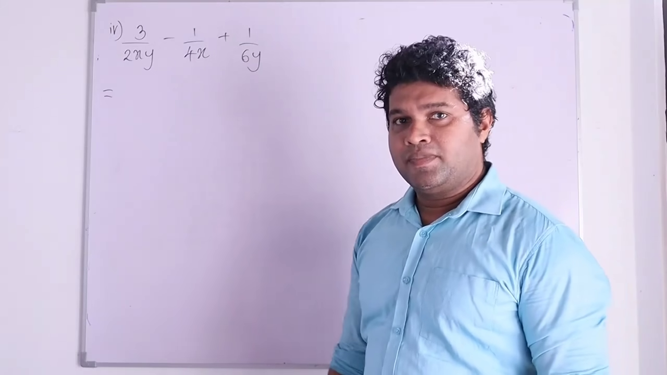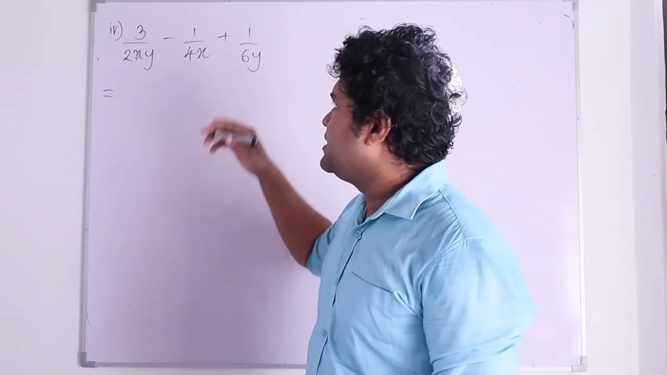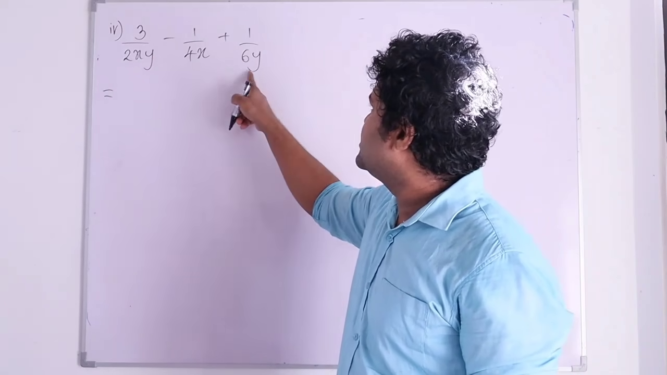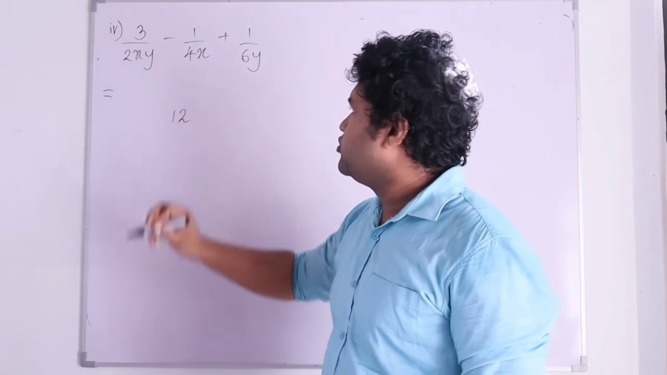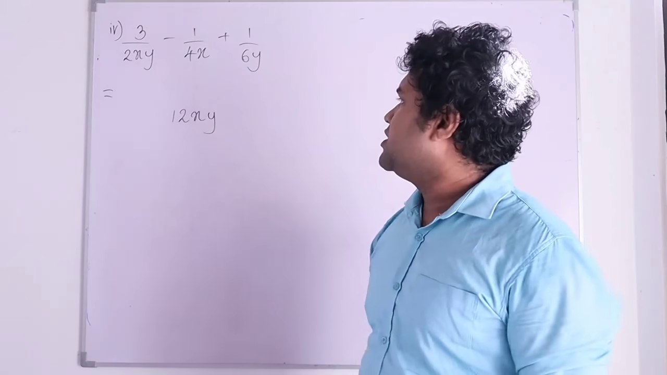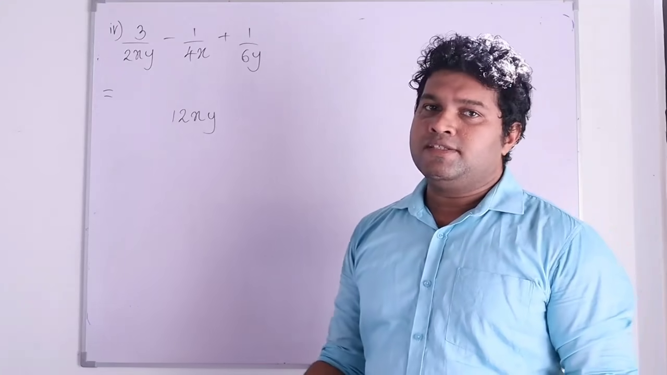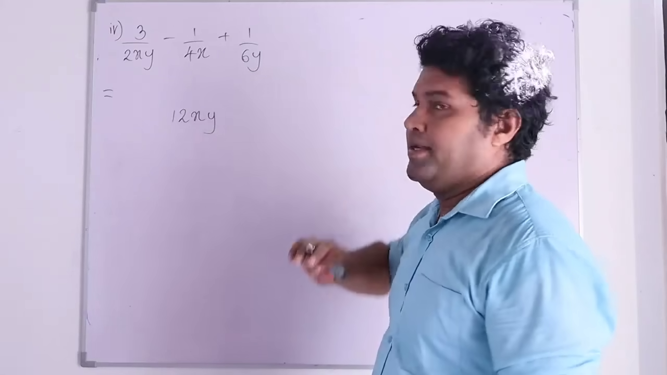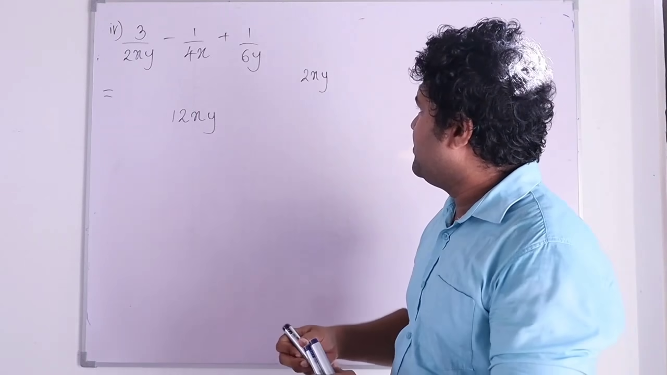What is the LCM? Generally, by your experience, we have to manage the LCM. So what do you suppose the LCM is? Because of 2, 4, 6, the number should be 12, then x and y. This 12xy is the LCM. However, not all students know that 12xy is the LCM beforehand. Therefore, I will again remind you how to find the LCM.